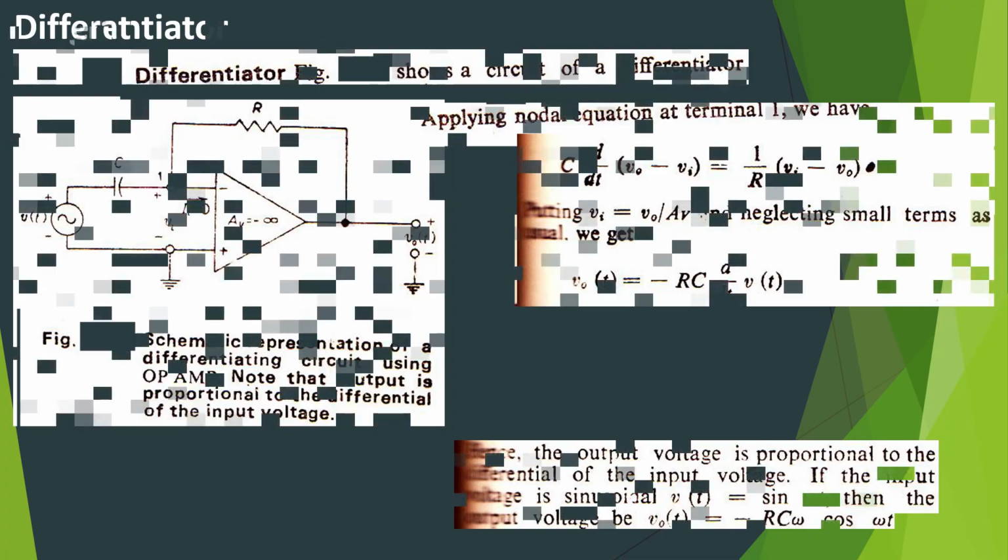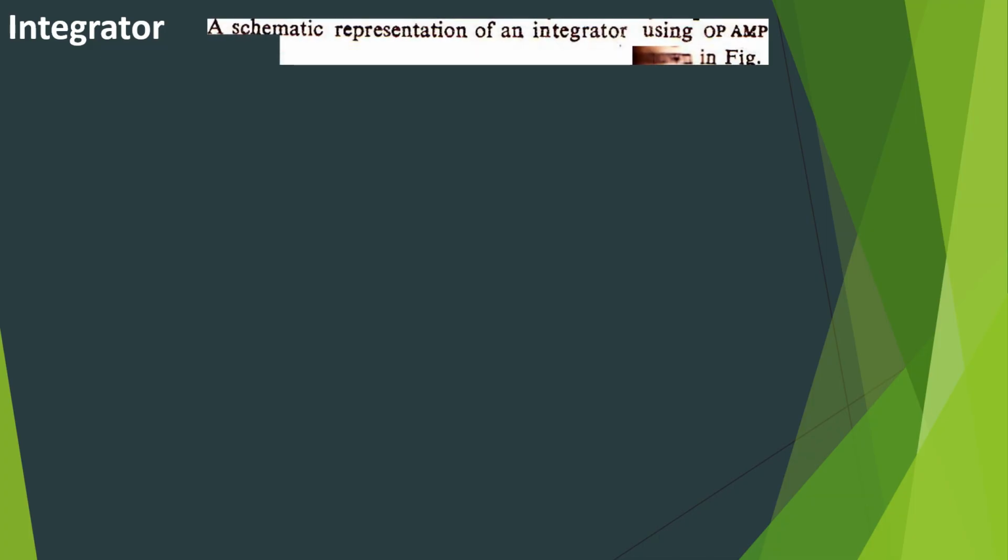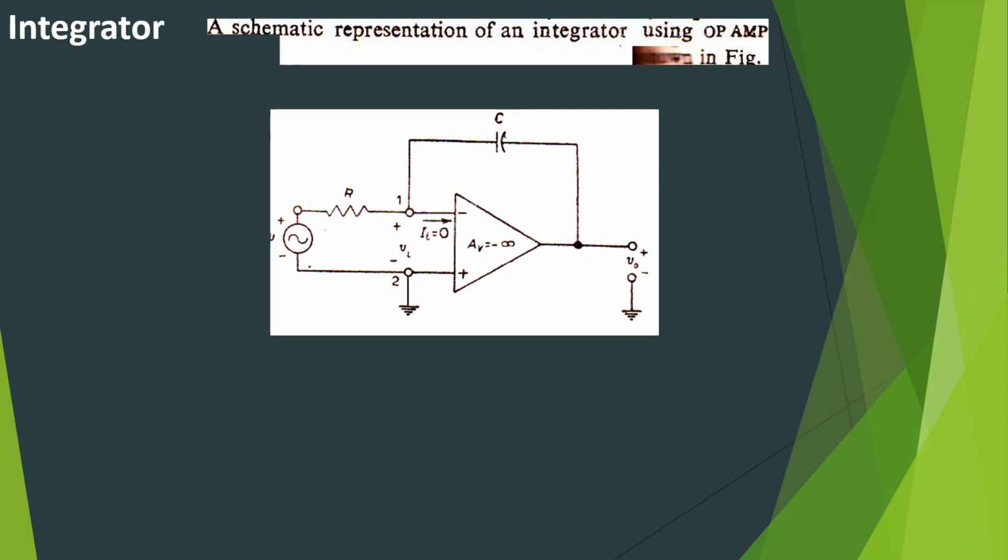And final application, integrator. A schematic representation of an integrator using op amp is shown in the following diagram. So this is the integrator circuit. So we have a capacitor in the feedback path.